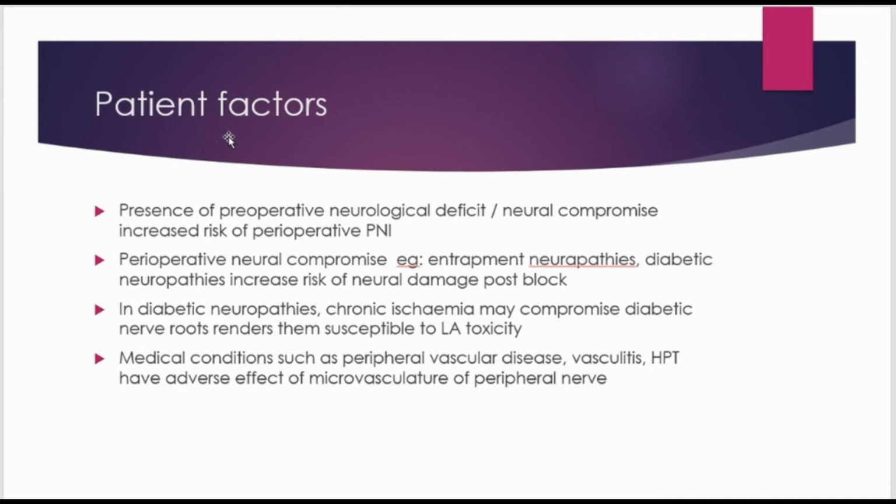Patient factors. Presence of preoperative neurological deficit or neural compromise increases the risk of perioperative peripheral nerve injury. Preexisting neural compromise, for example entrapment neuropathies and diabetic neuropathies, increases the risk of neural damage post-block. In diabetic neuropathies, chronic ischemia may compromise diabetic nerve roots, thus rendering them susceptible to LA toxicity. Medical conditions such as peripheral vascular disease, vasculitis, and hypertension have adverse effects on the microvascular nature of peripheral nerve. Thus, they increase the risk of injury as well.